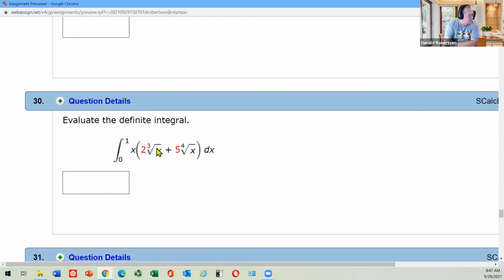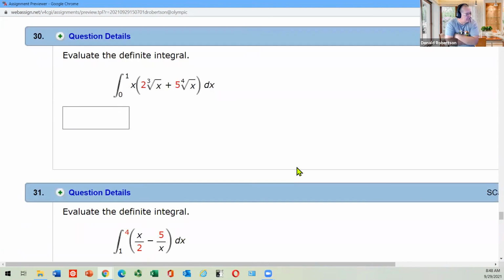Okay. Wouldn't you have to do something quite nice to 30? Tell me how you're going to tackle 30. I would convert it to 2x to the 1/3 plus 5x to the 1/4 power. And then distribute with the x. So you'd end up with 2x to the 4/3 plus 5x to the 5/4, and then the power rule. And remember to turn everybody back into weird 4th and 5th roots for style points.